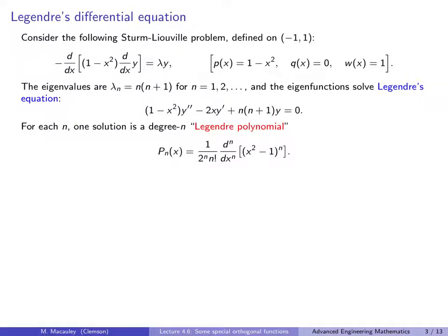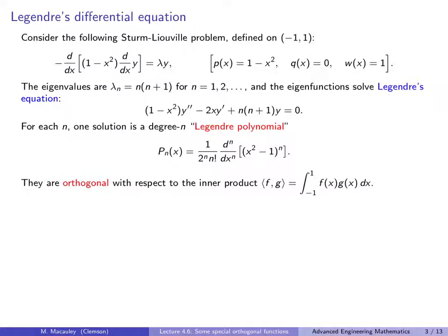Now, let's think back to when we solved ODEs like this using the power series method. Recall that in at least one example, we had one solution that was a power series, had infinitely many terms, and the other solution, eventually the terms became 0 and we got a polynomial. That's what happens here as well. So for each n, one of the solutions is a degree n polynomial called a Legendre polynomial. We have one of these for each n, and it's defined as Pn of x like this. So it's 1 over 2 to the n n factorial times the nth derivative of x squared minus 1 to the n.